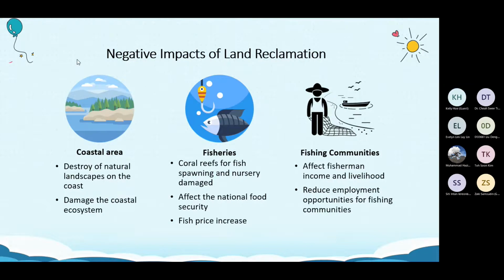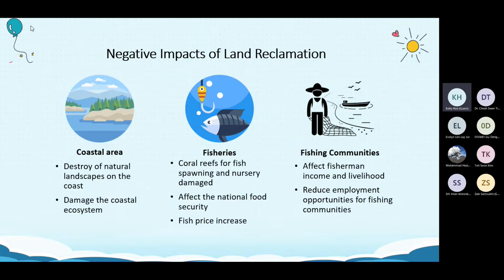So the negative impacts of land reclamation are on the coastal area, fisheries, and fishing communities. In the coastal area, the impact will be the destruction of the natural landscape on the coast, and land reclamation also damages the coastal ecosystem. It also causes harm to coastal ecotourism destinations such as the beach area.